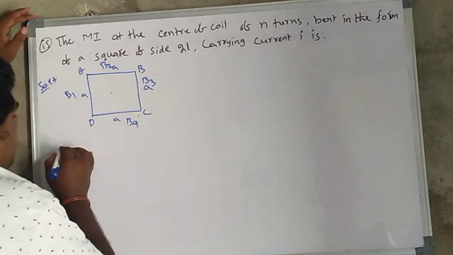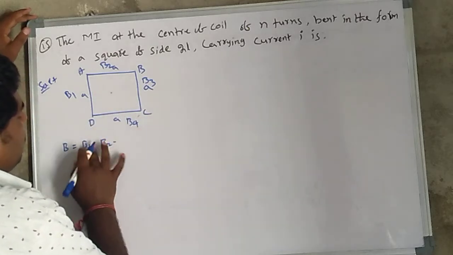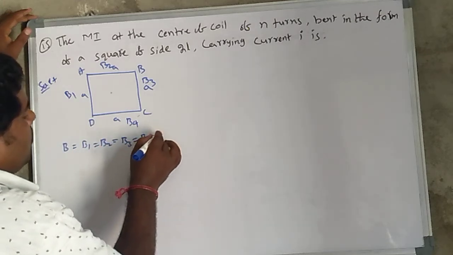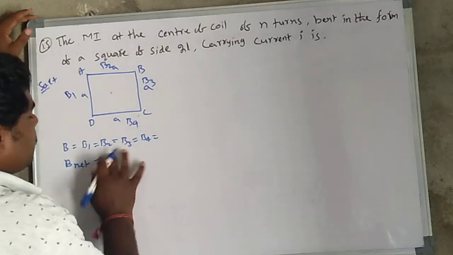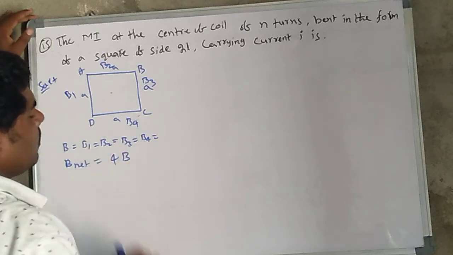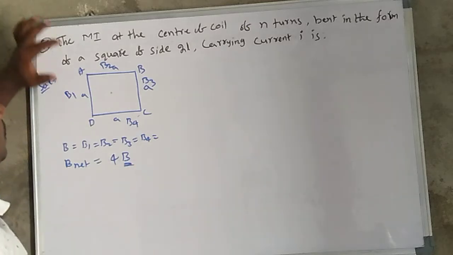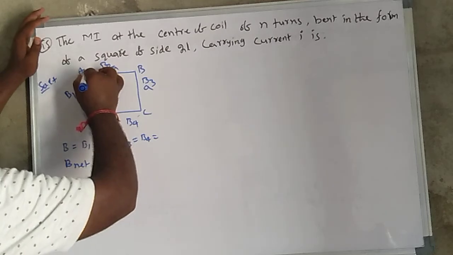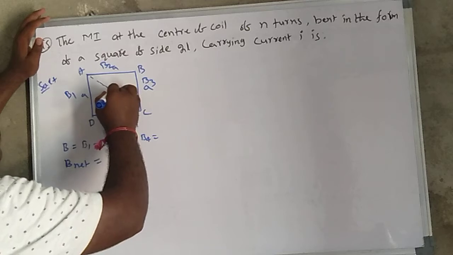That's why here the magnetic field B is equal to B1 plus B2 plus B3 plus B4, where B1 is equal to B2 is equal to B3 is equal to B4. So the net magnetic field is equal to 4 times the magnetic field due to any one side. So first I am going to find B for any one of these sides. This one is a finite length A, and this point is O.